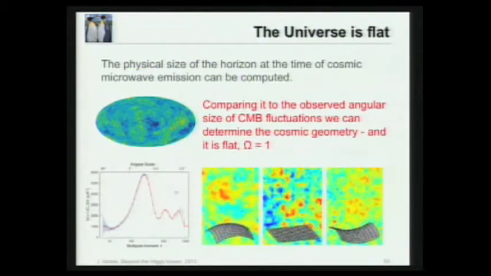And so, comparing this observed angular size of the CMB fluctuations, the size of the horizon at the time of the cosmic microwave background, with this other size that I obtained from the CMB, I deduce this omega equal 1. Even myself, I didn't work on that, so I'm not an expert on this.